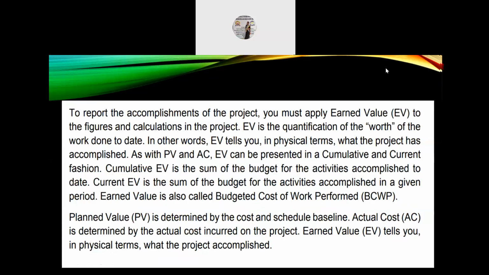To report the accomplishments of the project, we must apply earned value, EV, to the figures and calculations in the project. So EV is the quantification of the work done till date. So in other words, EV, that is earned value, tells you in physical terms what the project has accomplished. So as with PV and AC, earned value can be presented in a cumulative and current fashion.